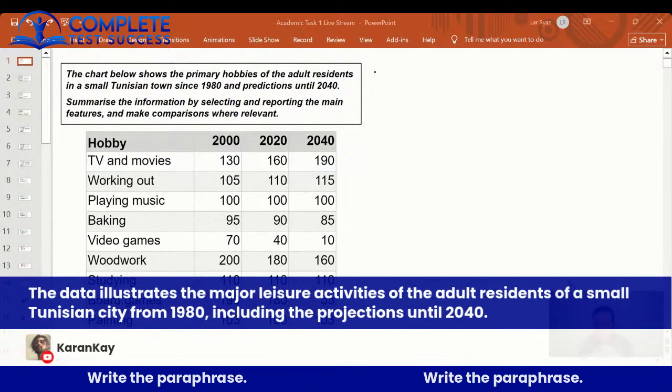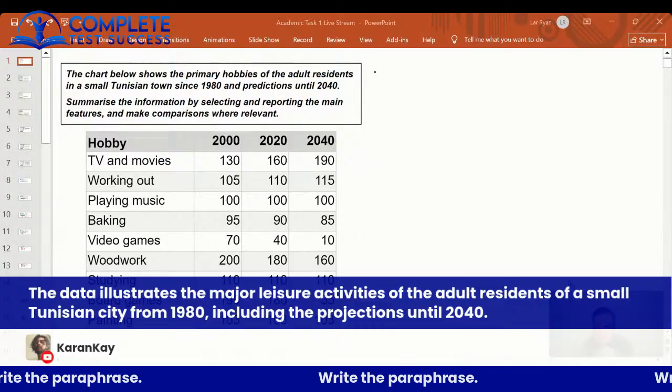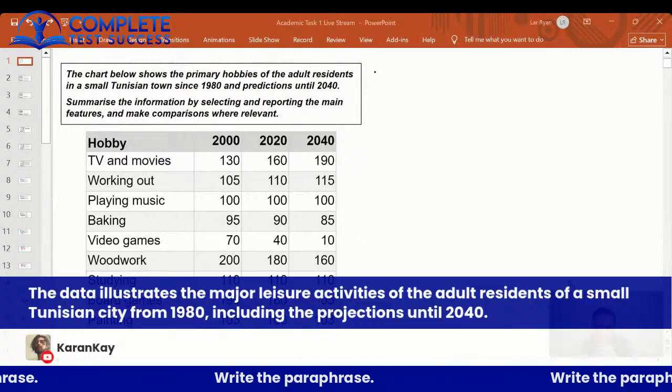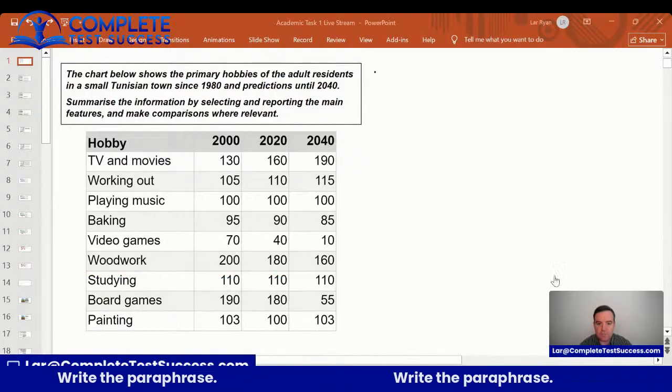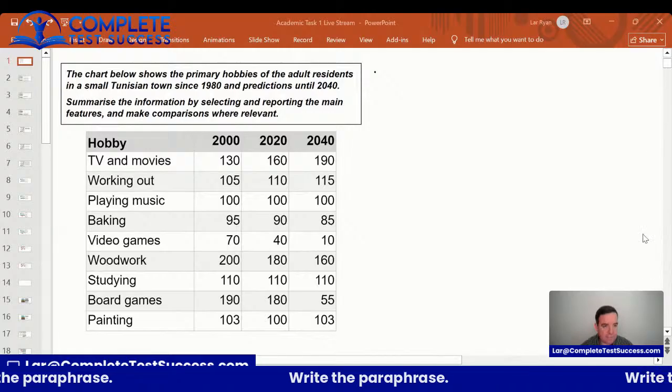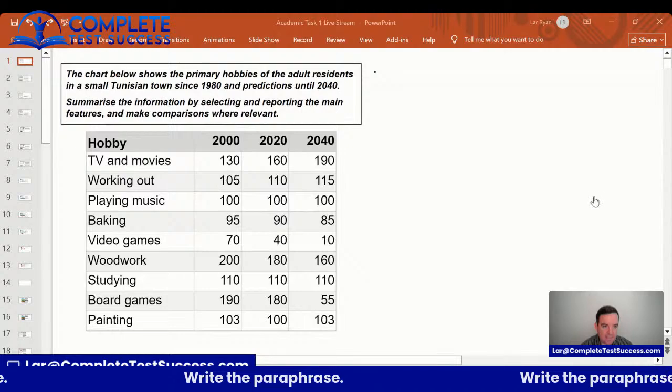Karen K: The data illustrates the major leisure activities of the adult residents of a small Tunisian city from 1980, including projections until 2040. Okay, so just some small little changes we need to make to that. But overall, it's clear, which is the most important thing, and it has the same meaning.